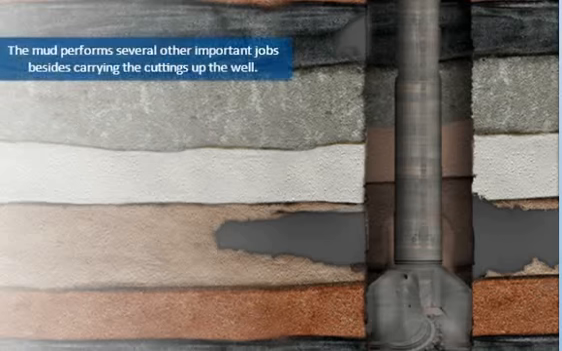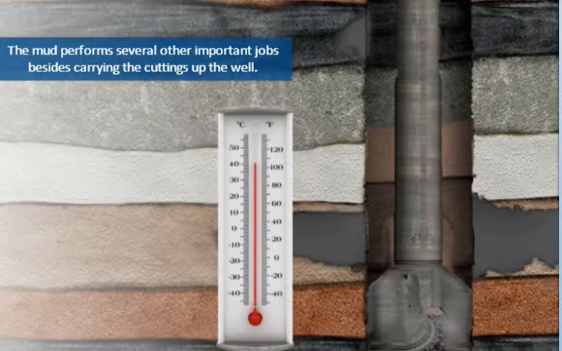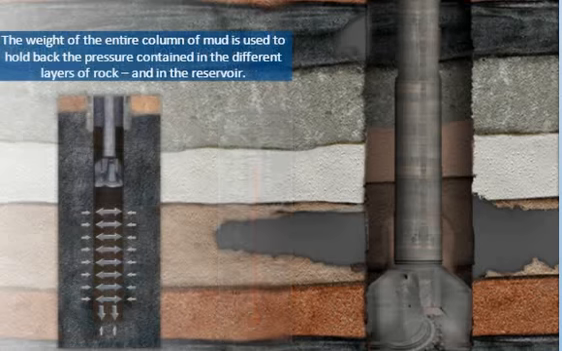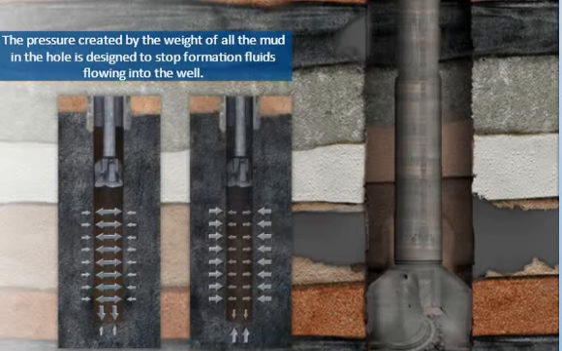The mud performs several other important jobs besides carrying the cuttings up the well. Mud cools the drill bit as it drills through the earth and, most importantly, the weight of the entire column of mud is used to hold back the pressure contained in the different layers of rock and in the reservoir. The pressure created by the weight of all the mud in the hole is designed to stop formation fluids flowing into the well. If this is not contained, it could result in a blowout.